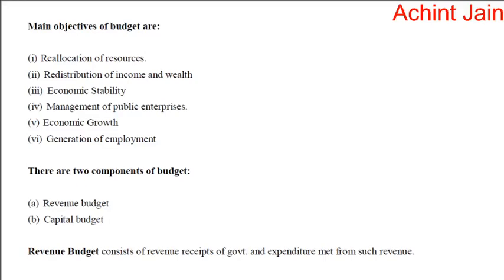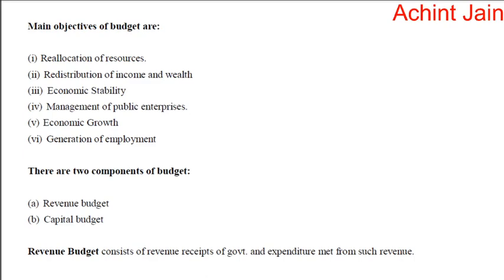Good morning guys. Today we will discuss the components of government budget, but before that we will revise the definition of government budget. Government budget is a statement of the estimates of the government's expected receipts and government's expected expenditure during the financial year or fiscal year, which runs from 1st April to 31st March.